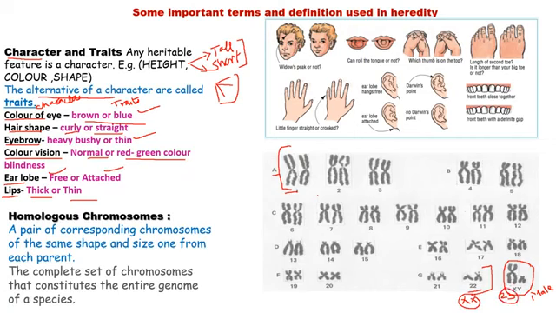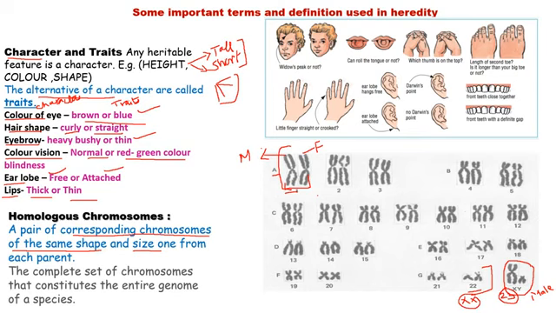Now, what do we mean by homologous chromosomes? A pair of corresponding chromosomes of the same shape and size, one from each parent. If I take the example of the first one, if this is coming from the mother and this is coming from the father, this is a pair, also known as homologous chromosomes. It is a pair of chromosomes having the same shape and size. As you can see, the size is the same and the shape is also the same.